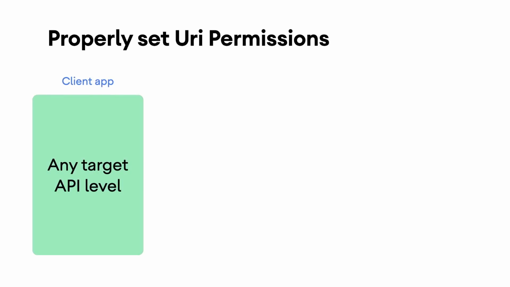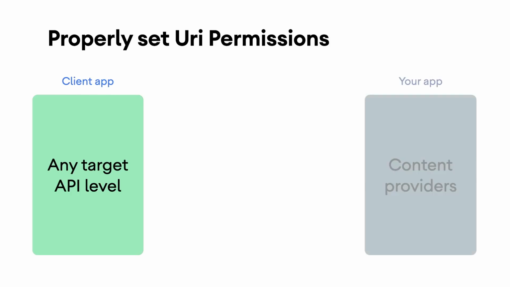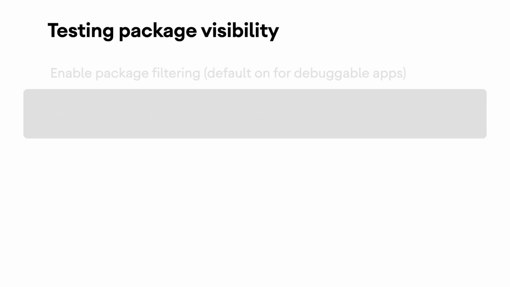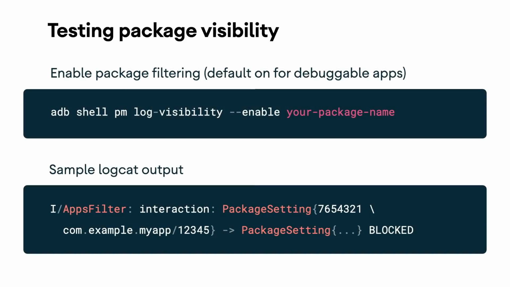Let's look at a scenario related to sharing a content provider with another app. You should ensure that the receiving app has visibility to the data by explicitly setting the read and/or write URI permissions. To conclude this section, I'm sharing an ADB diagnostic command to verify if your app is impacted by this change. Check it out.